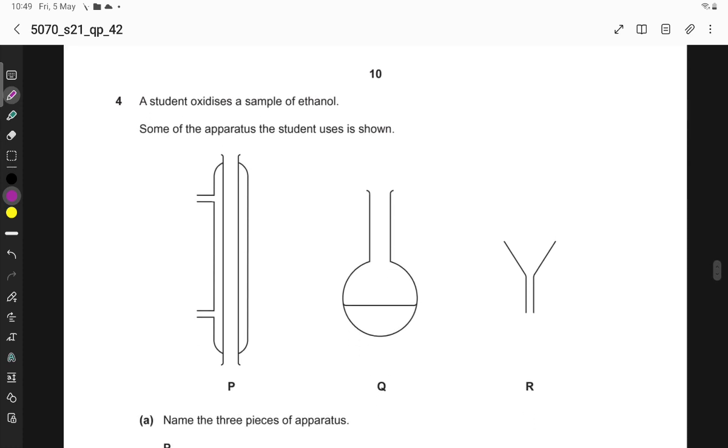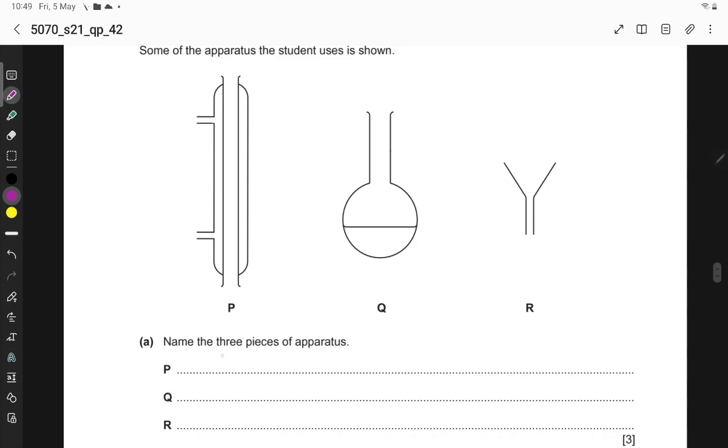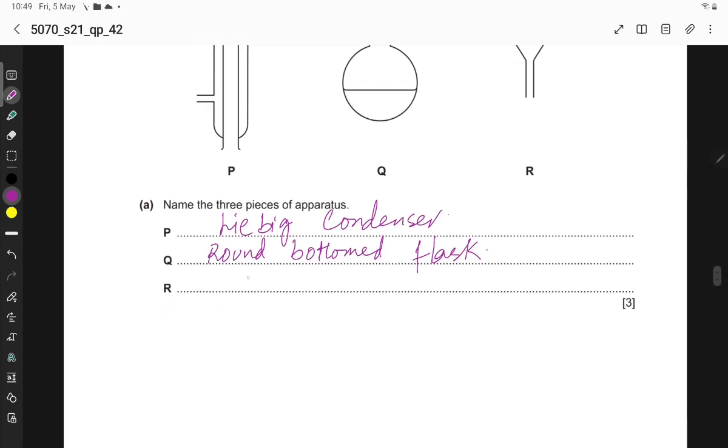A student oxidizes a sample of ethanol. Some of the apparatus the student chooses is shown. That is a Liebig condenser, Q is the round bottom flask, and R is a filter funnel.